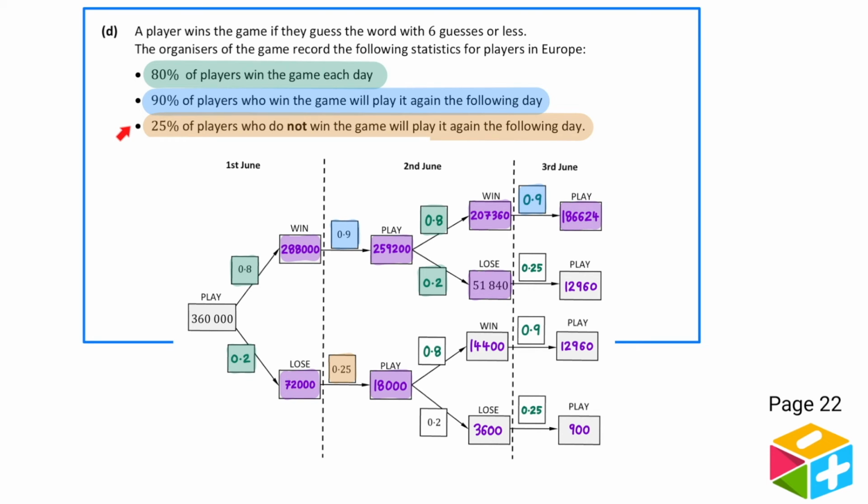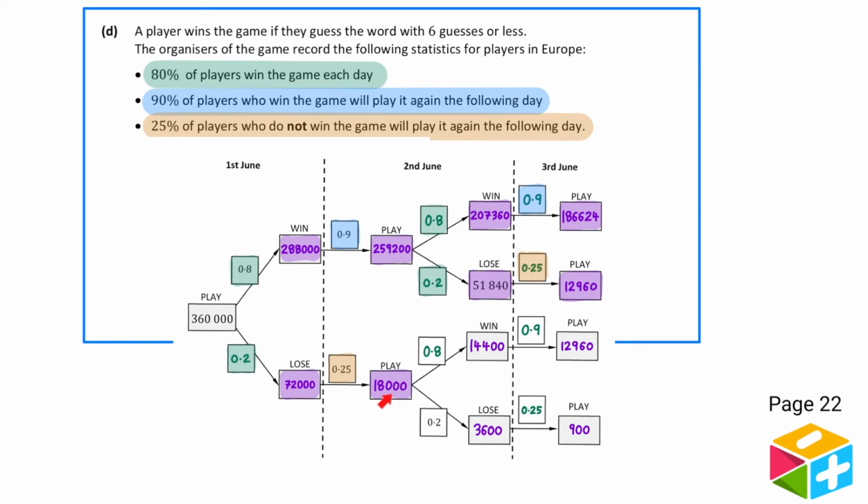25% of players who lose the game will play again the next day. So if we have a box labelled lose, we should multiply by 0.25 to find the number of those players who will play again the next day. Filling out the remaining entries in the lower half of the tree works in a very similar way.